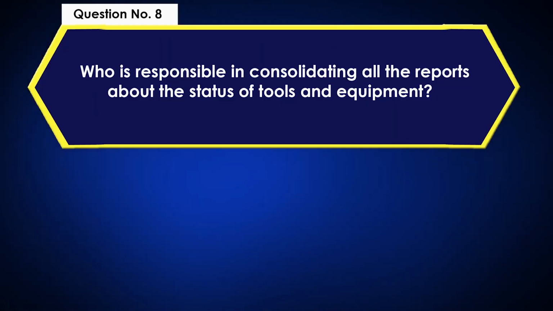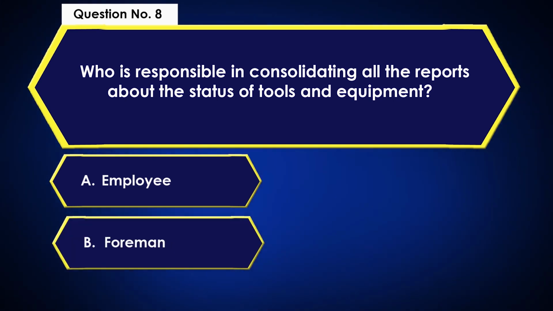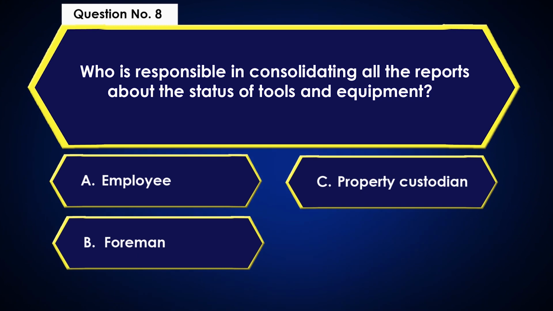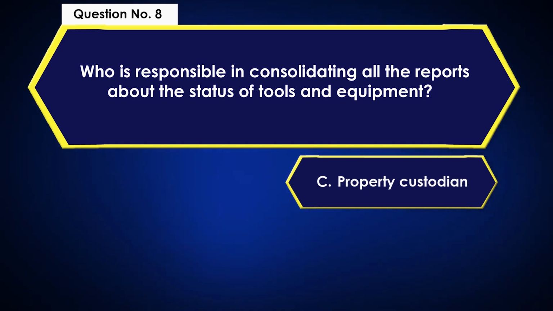Eighth question. Who is responsible in consolidating all the reports about the status of tools and equipment? A. Employee. B. Foreman. C. Property custodian. D. Supervisor. The correct answer is C, property custodian.